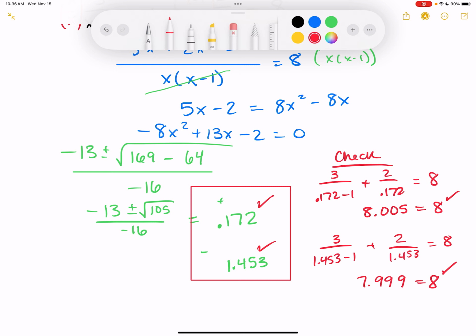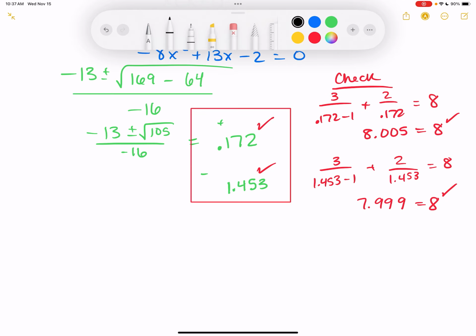Now, obviously, it's nice when they come out nice and pretty like the first problem, but that doesn't always happen. Let's see. 10, x plus 6 divided by x equals negative 7.